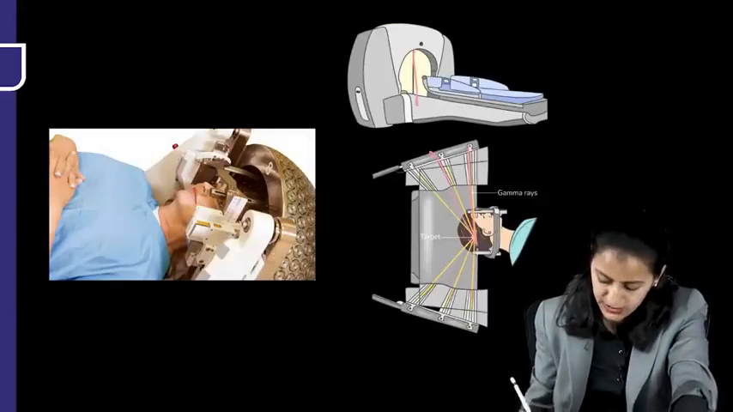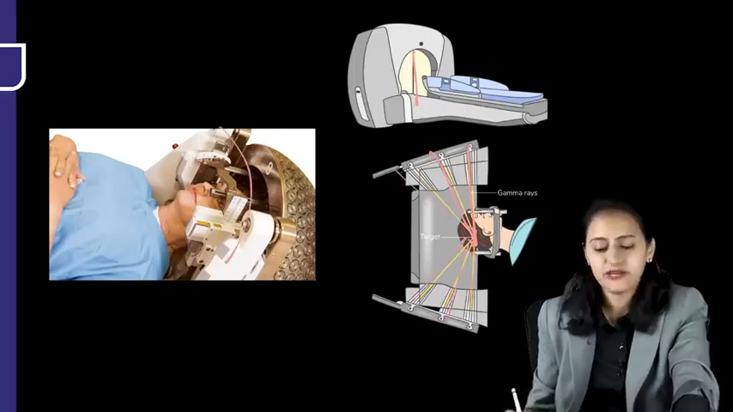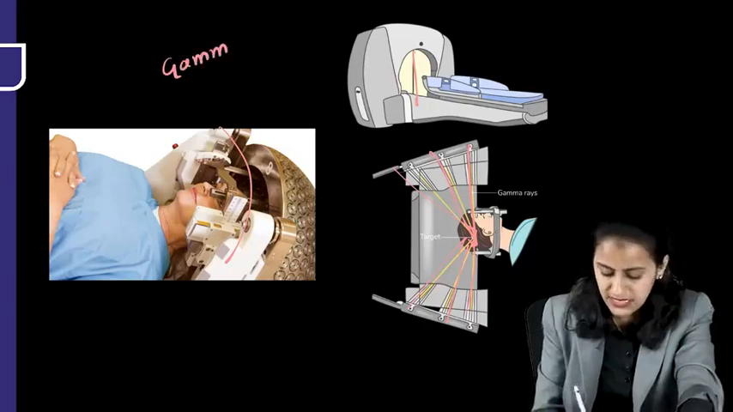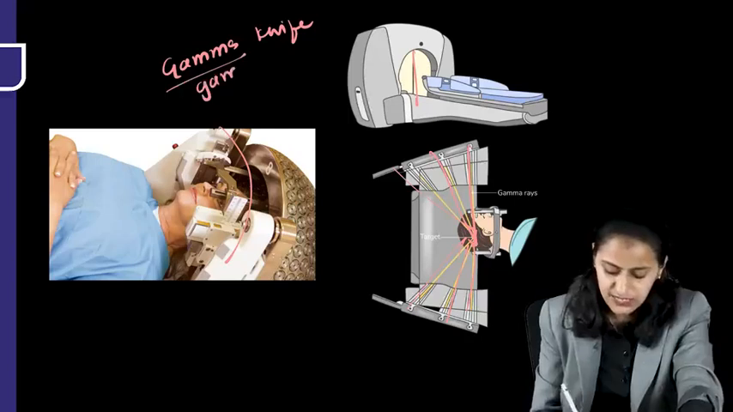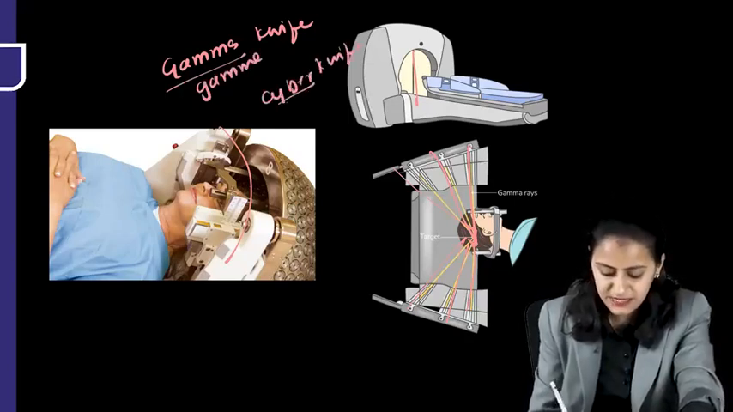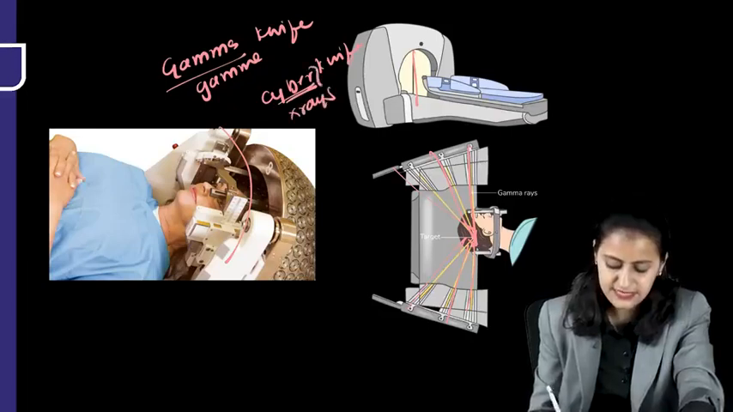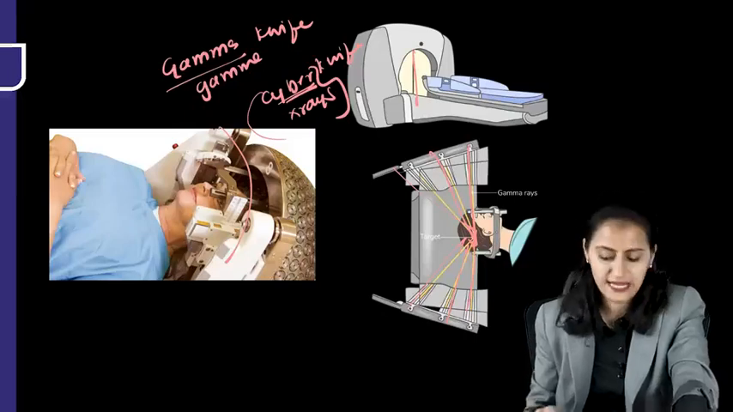You can see all the gamma rays which are focused on that lesion. Around the patient's head, we have a frame. So this is gamma knife. Thinking logically, gamma knife will use the gamma rays. Cyber knife, similarly, uses X-rays. So gamma knife uses gamma rays, cyber knife uses X-rays.